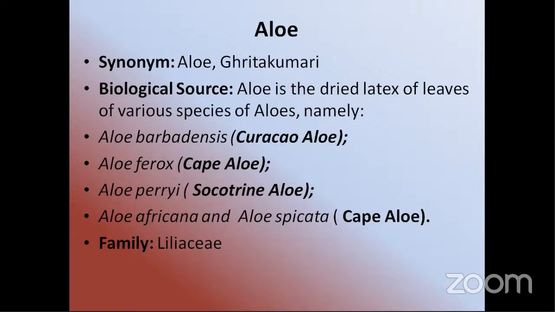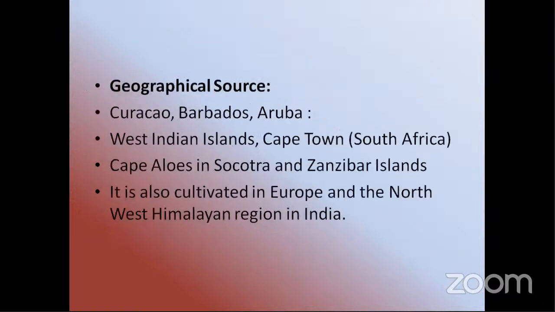Aloe barbadensis is also known as Curaçao aloe. Aloe ferox is known as Cape aloe. Aloe perryi is known as Socotrine aloe. Aloe africana and Aloe spicata are known as Cape aloe. Depending upon the geographical source, the different species of aloe are named.